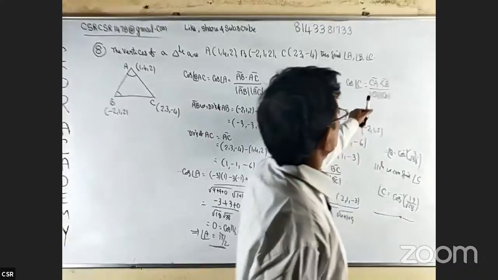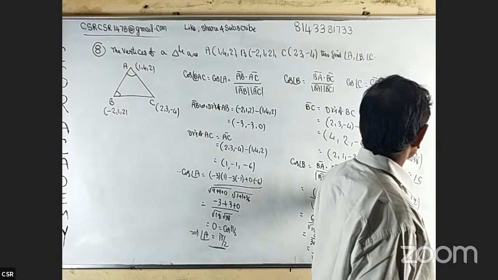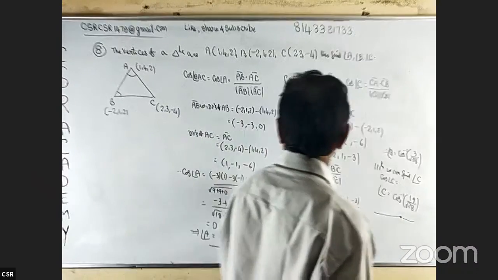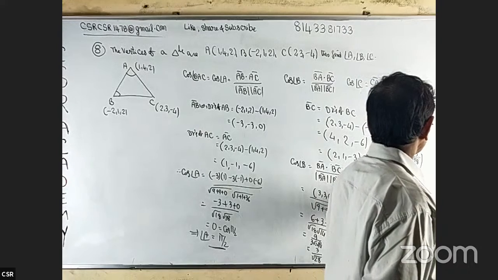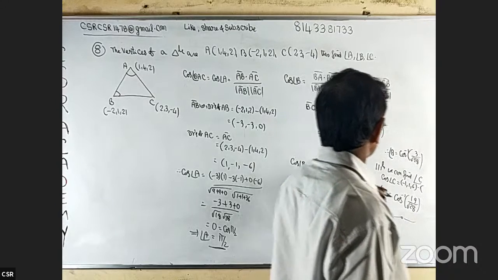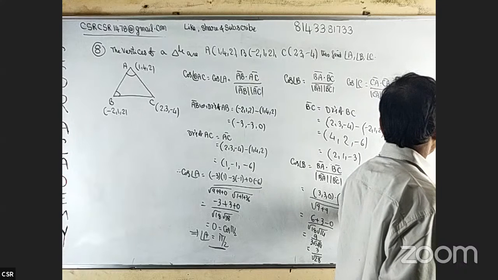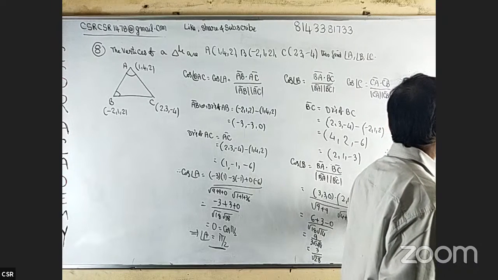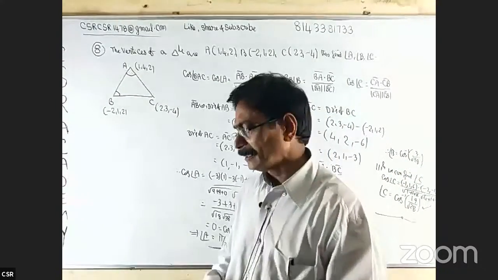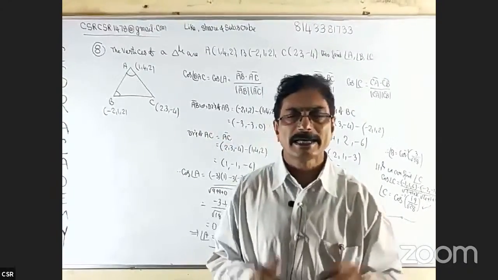What about cos C here? It is CA bar dot CB bar by mod CA bar mod CB bar. That means cos of angle C is equal to, CA bar, AC bar is this one, so CA bar is minus 1, 1, 6, dot CB bar, minus 2, minus 1, 3, by under root of 1 plus 1 plus 36, under root of 4 plus 1 plus 9. Simplifying this, we get the answer. These are the important problems in direction ratios and direction cosines of three-dimensional geometry.